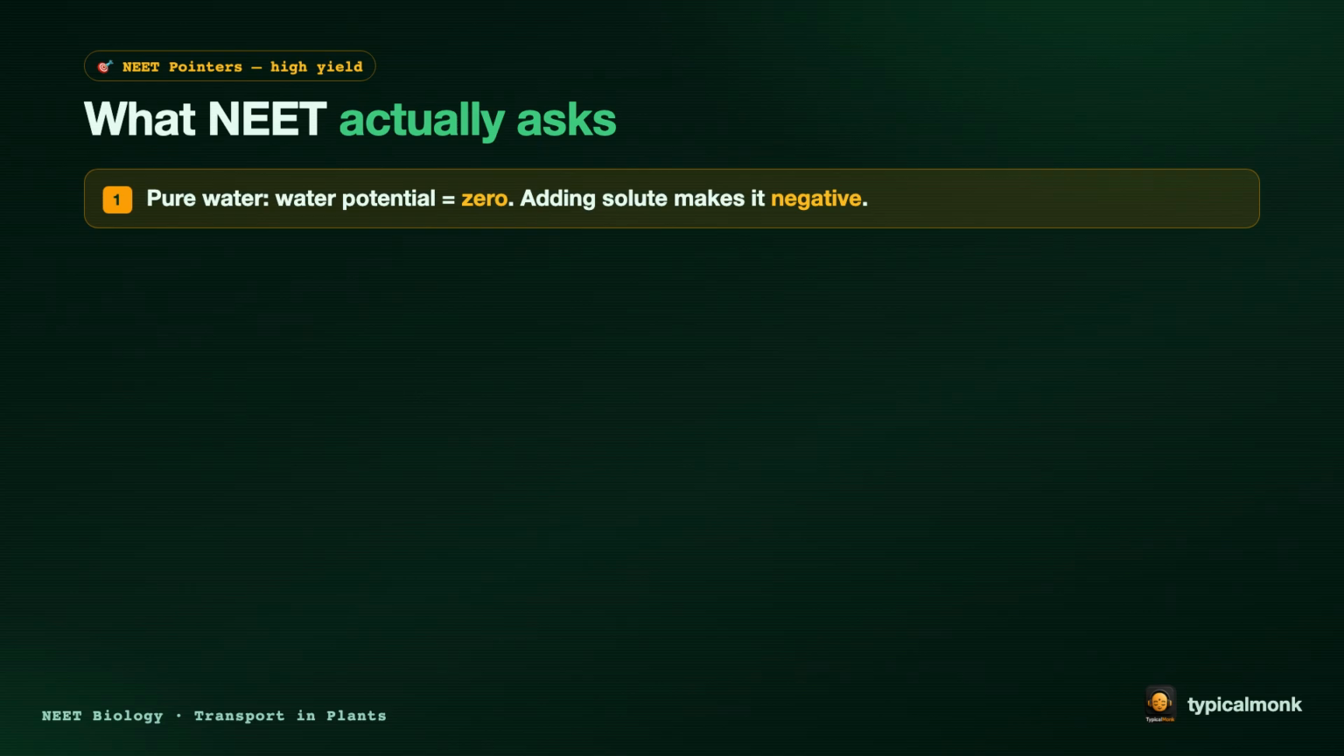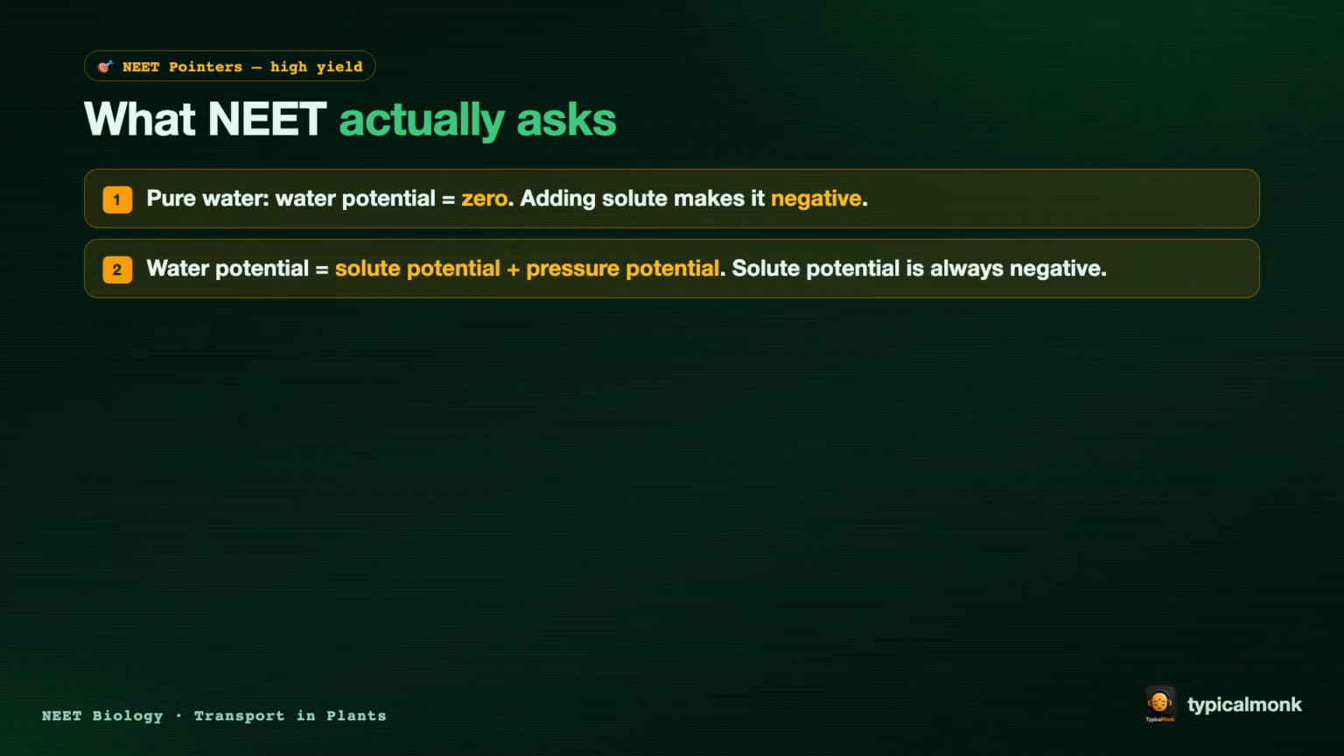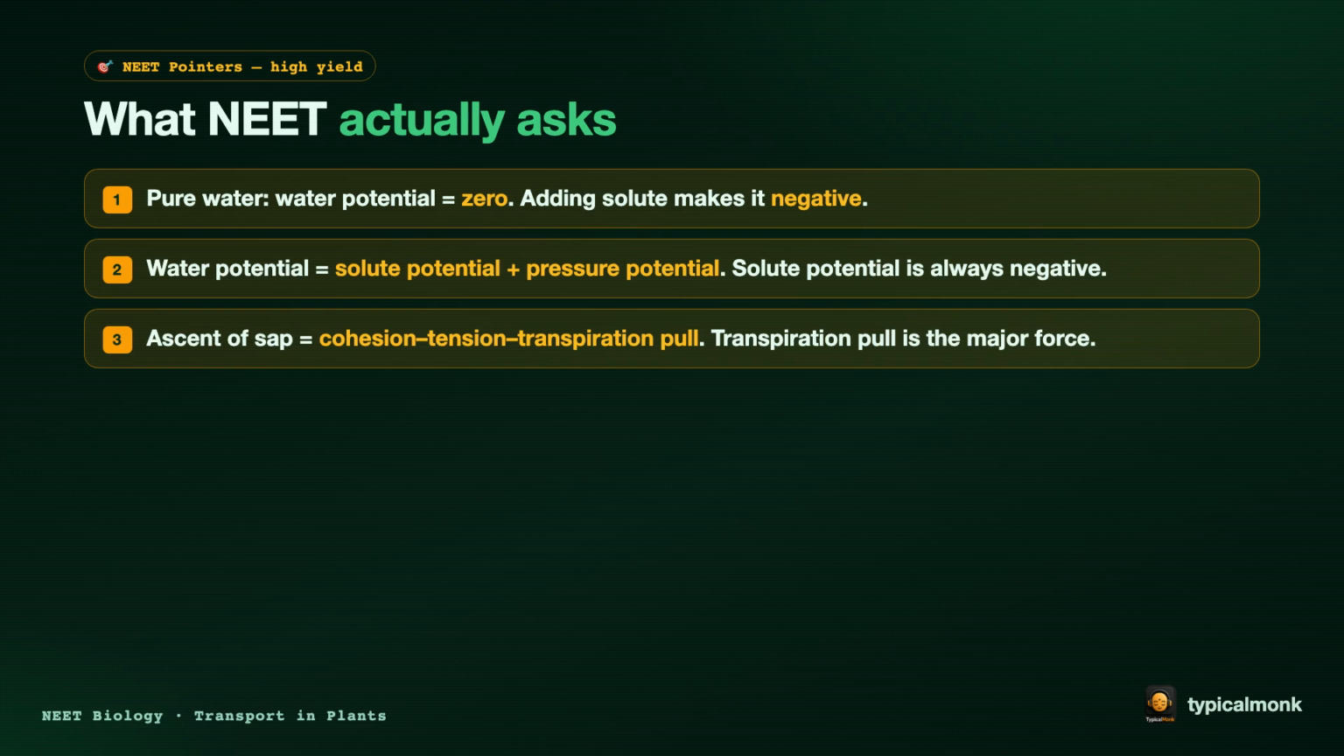Now the high-yield pointers. The facts NEET loves to turn into questions. 1. Pure water has a water potential of 0. Adding solute makes it negative. 2. Water potential equals solute potential plus pressure potential. Solute potential is always negative. 3. Ascent of sap equals cohesion tension transpiration pull. Transpiration pull is the major force.